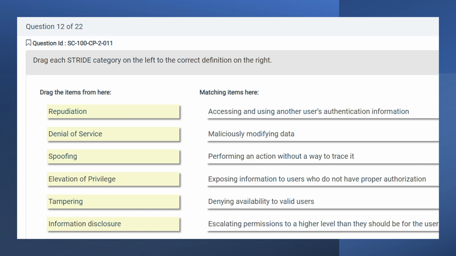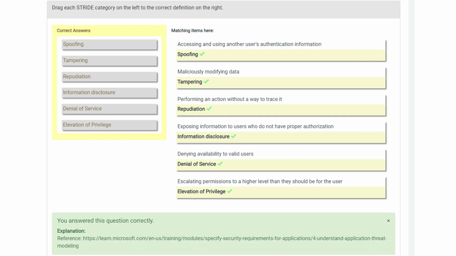Question 12. Drag each STRIDE category on the left to the correct definition on the right. So the answer is as follows. Accessing and using another user's authentication, that's spoofing. Maliciously modifying data, that's tampering. Performing an action without a way to trace it, that's repudiation. Exposing information to users who do not have proper authorization is information disclosure. Denying availability to valid users, that's denial of service, and escalating permissions to a higher level than they should be for the user is elevation of privilege.